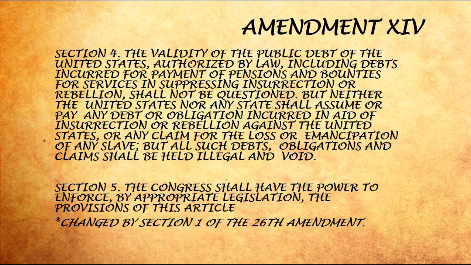Section 4. The validity of the public debt of the United States authorized by law, including the debts incurred for payment of pensions and bounties for service in suppression of insurrection or rebellion, shall not be questioned. But neither the United States nor any state shall assume or pay any debt or obligation incurred in aid of any insurrection or rebellion against the United States, or claim for loss or emancipation of any slave. But all such debts, obligations, and claims shall be held illegal and void.